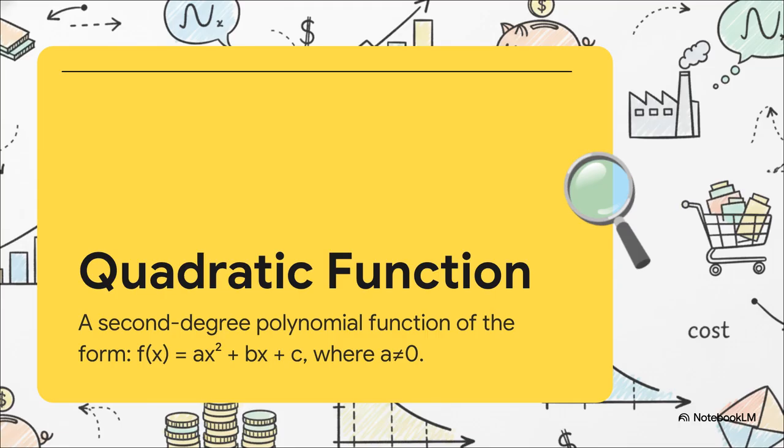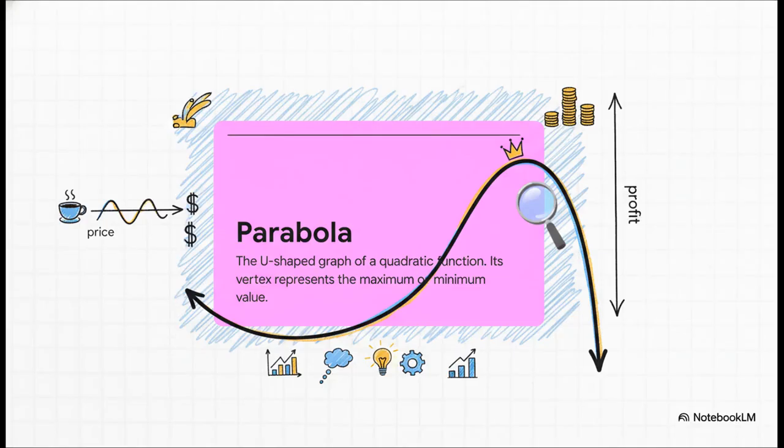And of course, A cannot be 0. Why? Because if A was 0, that x squared term vanishes, and we're just left with a straight line, which can't model the peaks and valleys that are so crucial to our analysis. And the graph of that function is the parabola.